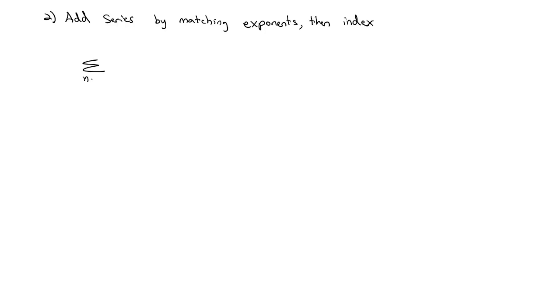We might have the series n going from 2 to infinity of n times n minus 1 c sub n x to the n minus 2 minus the sum as n goes from 0 to infinity of c sub n x to the n plus 1. And we want to combine these together to form a single series. We're also going to decide we want to start our series at 0.